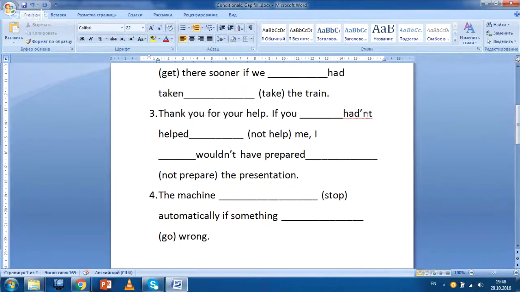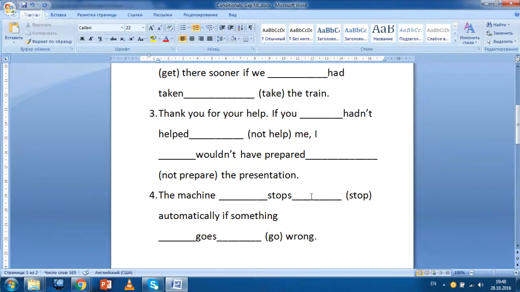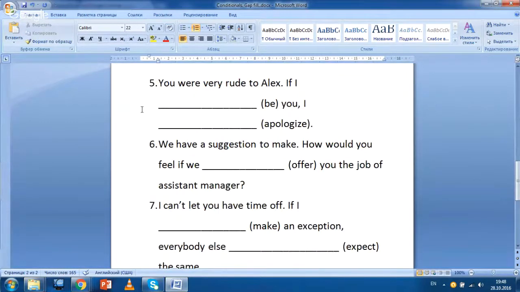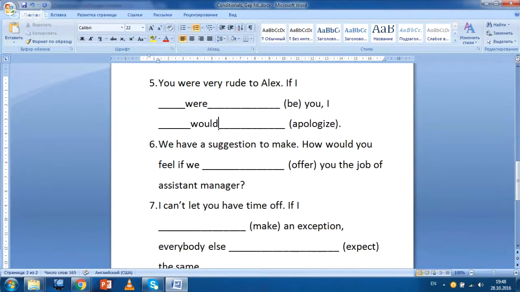Okay, so number 4. The machine stops automatically if something goes wrong. Yes, this is a manufacturing law, so it's a norm for a manufacturing process. This is zero conditional here. Okay, let's move on. Fifth, you were very rude to Alex. If I were you, I would apologize. So guys, if you want to give somebody a piece of advice, you can use the second conditional as well. So it's not only for imaginary situations. If I were you, I would do this, right? I would apologize.